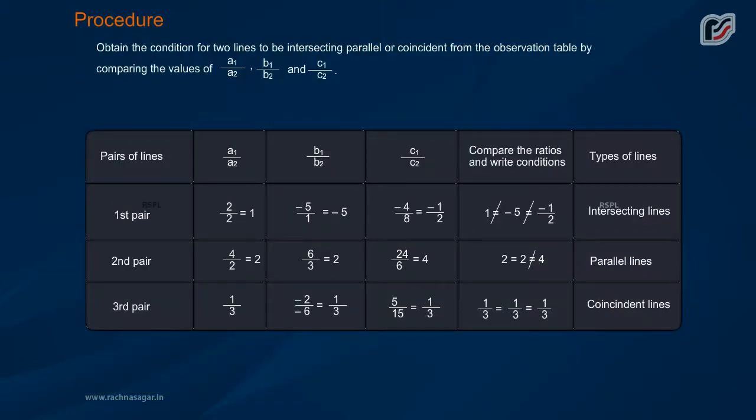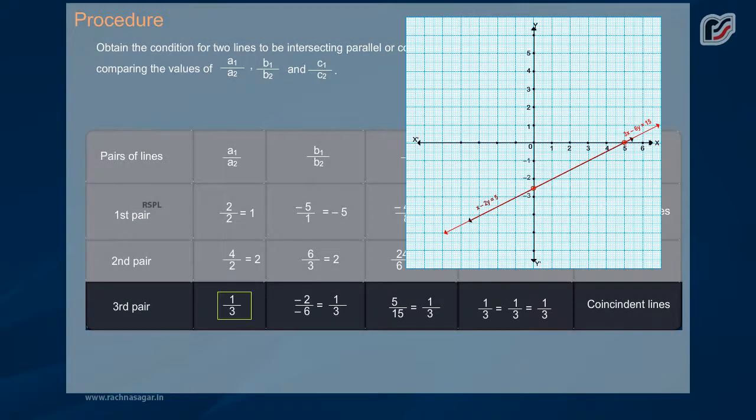Third pair, A1 by A2, 1 by 3, B1 by B2, minus 2 by minus 6 is equal to 1 by 3, C1 by C2, 5 by 15 equal to 1 by 3. This shows 1 by 3 is equal to 1 by 3 is equal to 1 by 3. Hence, it is coincident lines.